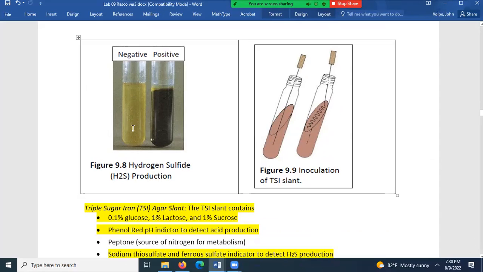Usually hydrogen sulfide is produced anaerobically. So you usually see the black near the bottom of the tube, not at the top of the tube. And this tube is mostly black, but occasionally you'll only see a little bit, and it'll be down at the bottom.